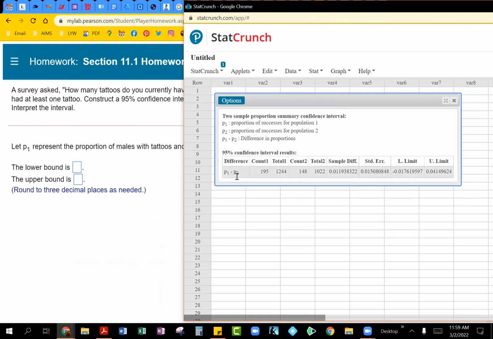calculation for us. So again, P1 minus P2, we've got our 4 values. You have your sample difference, standard error, lower limit, and upper limit. And that's what they're asking us here, is to find the lower bound and the upper bound.